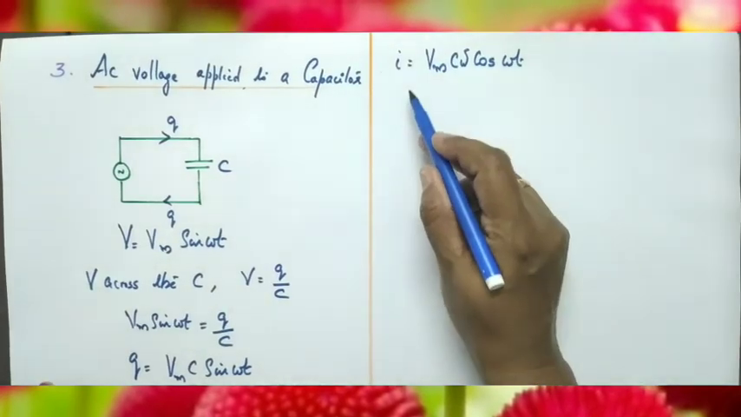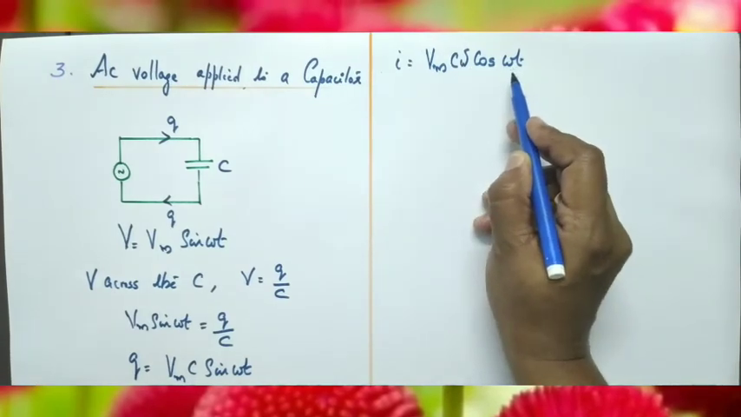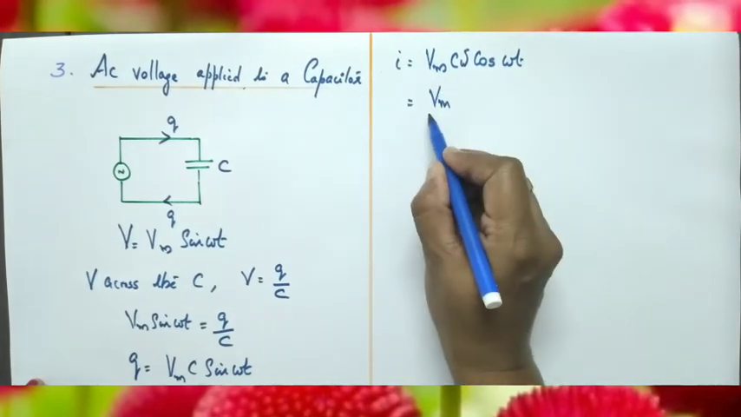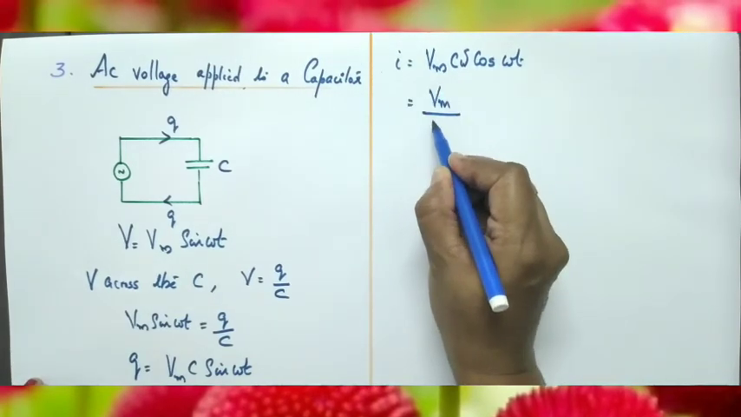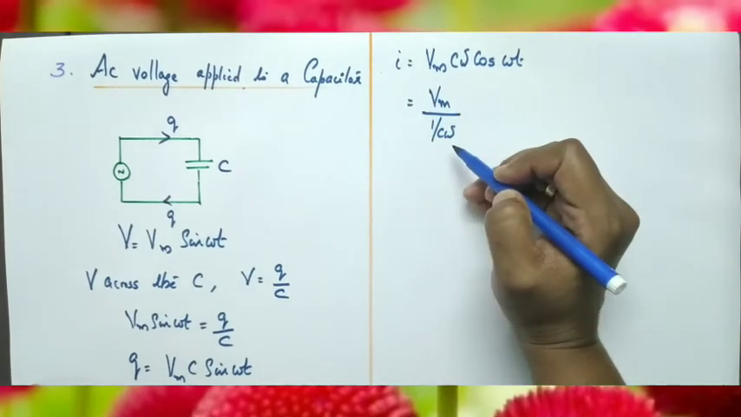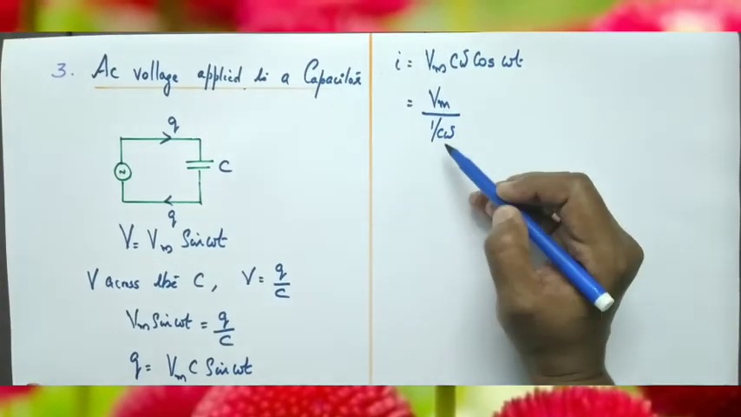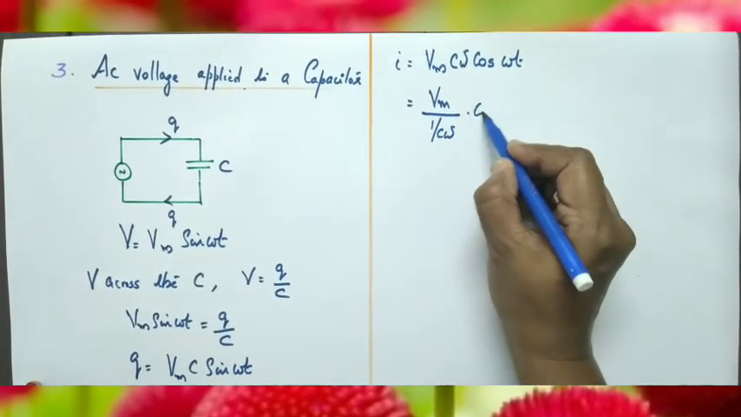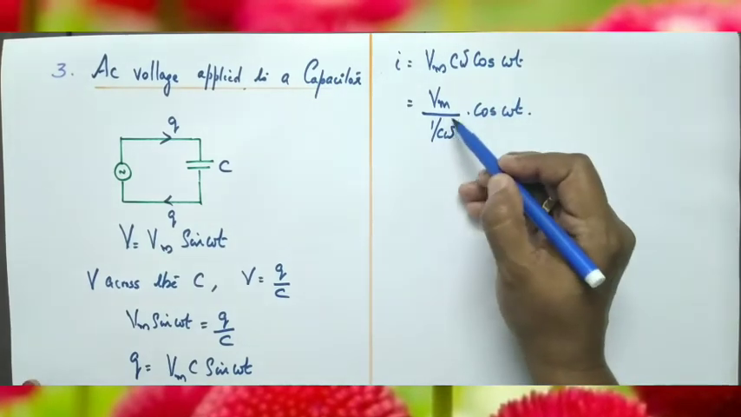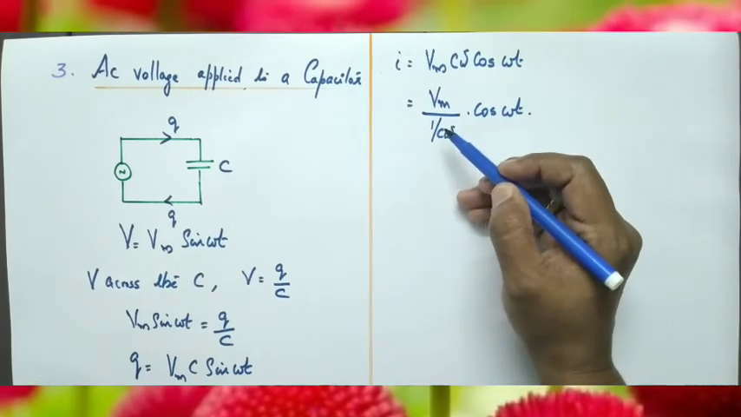So we can write I equal to Vm c omega cos omega t. Clear? This can be rearranged as Vm into c omega can be written as Vm divided by 1 by c omega. So it is of the same form. Vm divided by 1 by c omega is the same as Vm c omega. So it can be rearranged as Vm divided by 1 by c omega into cos omega t. Now voltage by this 1 by c omega is resistance.